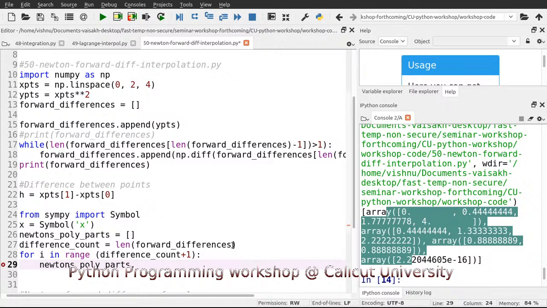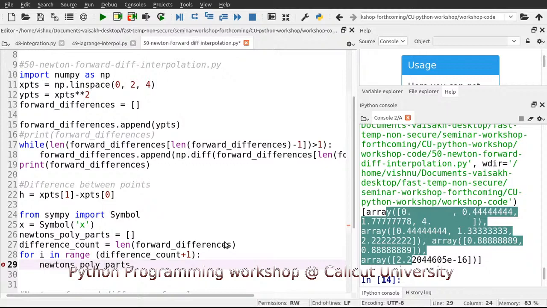yeah. The formula is y naught plus p delta y naught plus p into p minus 1 by 2 factorial delta square y naught plus etc. All these things are there with us. The only thing is that we require y naught, which is also in the forward differences. We require p into p minus 1 by 2 factorial, and p into p minus 1 into p minus 2 by 3 factorial.